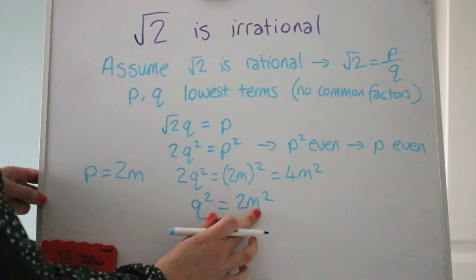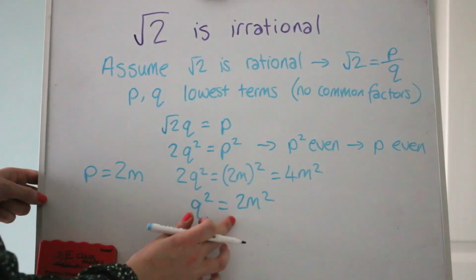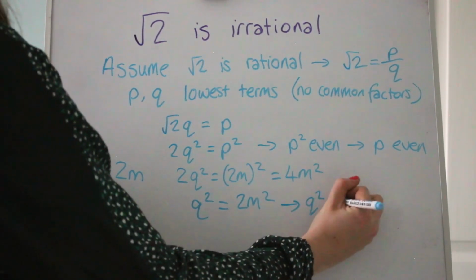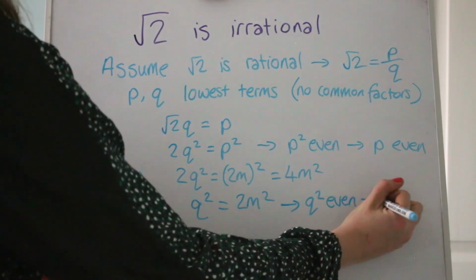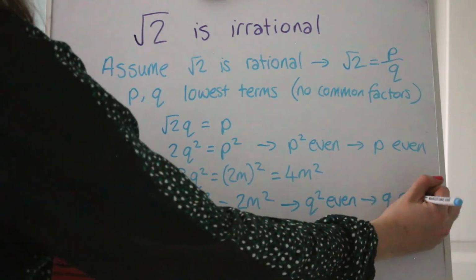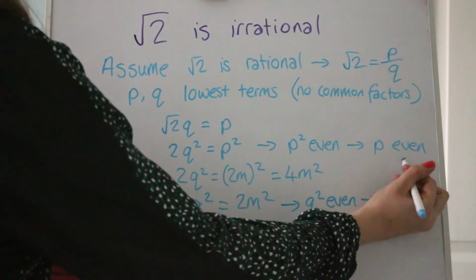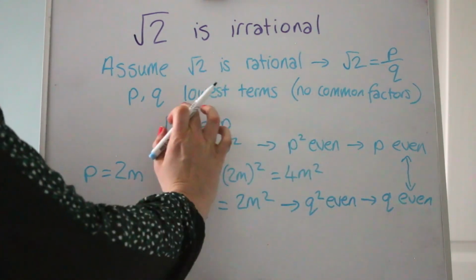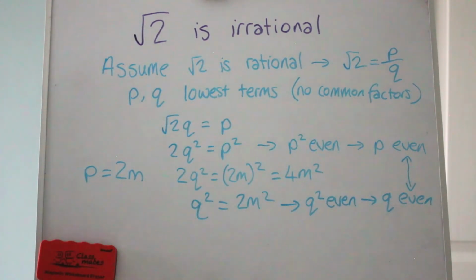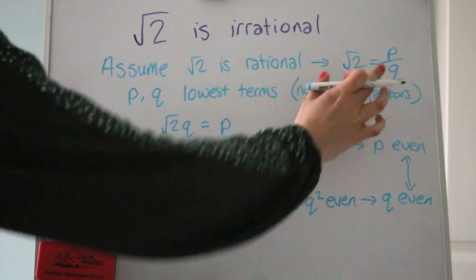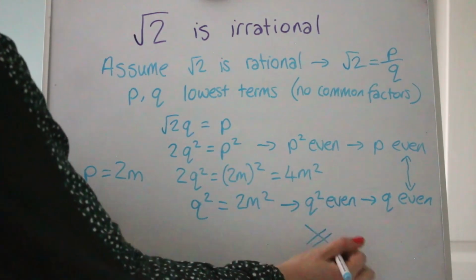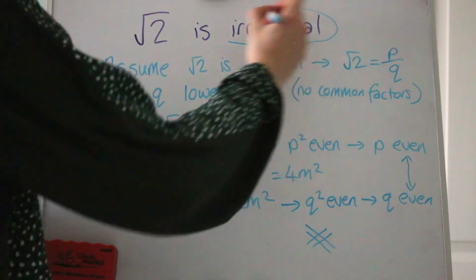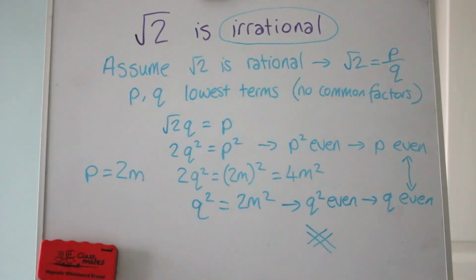Now that's 2 multiplied by something, so that means that that's even. Q squared is even, which means that Q is even. Now look at these. If P is even and Q is even, then they're not in their lowest terms, because if they're both even, then you can halve the fraction. So that is your contradiction. And that's how you prove that root 2 is irrational.